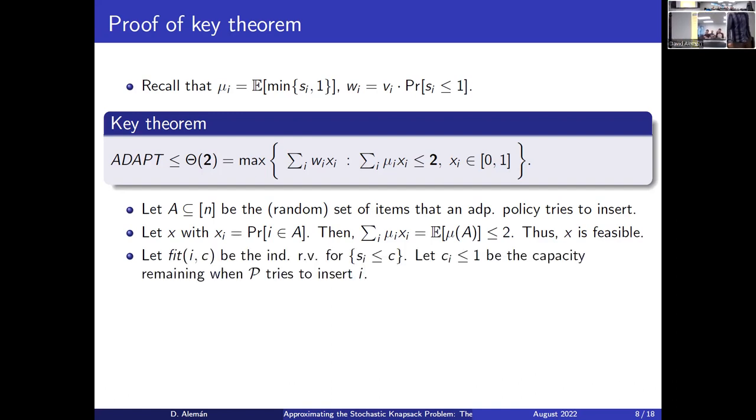Okay. Now let's try to find a bound for the expected reward of the solution given by a fixed adaptive policy. So let f of I, C be the indicator, this is indicator, not independent, the indicator random variable that indicates whether SI is at most C. So, I mean, this variable is equal to one if this event happens and it's zero otherwise. And let CI be the capacity remaining when the policy P attempts to insert I. It's important to know that random variable CI is well defined as long as I is in A.